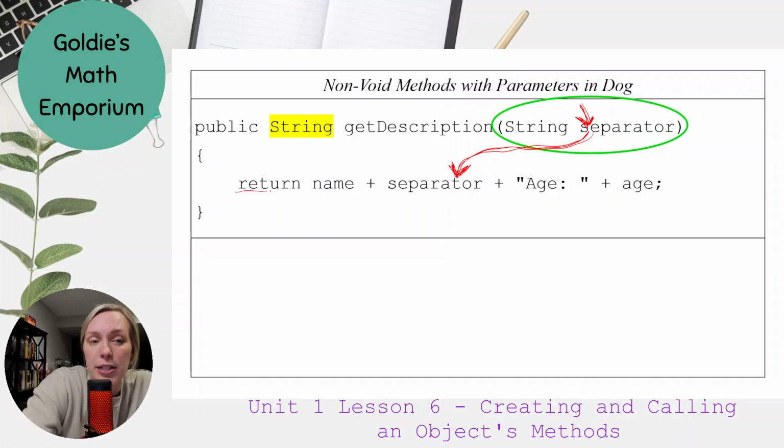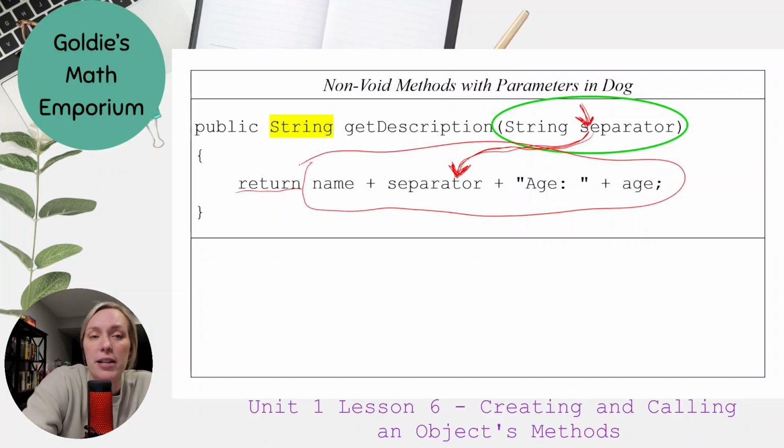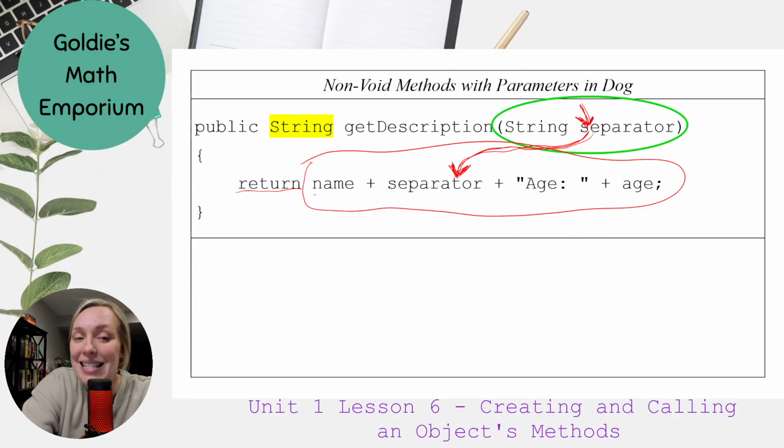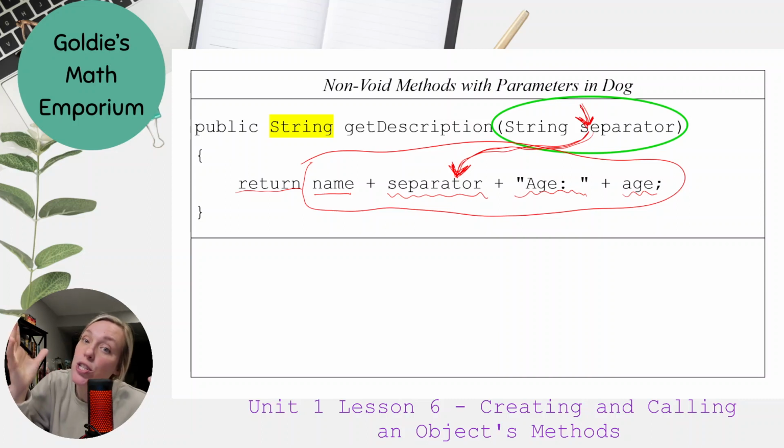I have a return statement. And what am I going to return? I'm going to return all of this. Okay, what is all of this? All of this is name concatenated with, because name is a string, concatenated with the String separator, concatenated with this string, concatenated with the age. Okay, so this is going to return all of this sort of pushed together, all of this data pushed together.